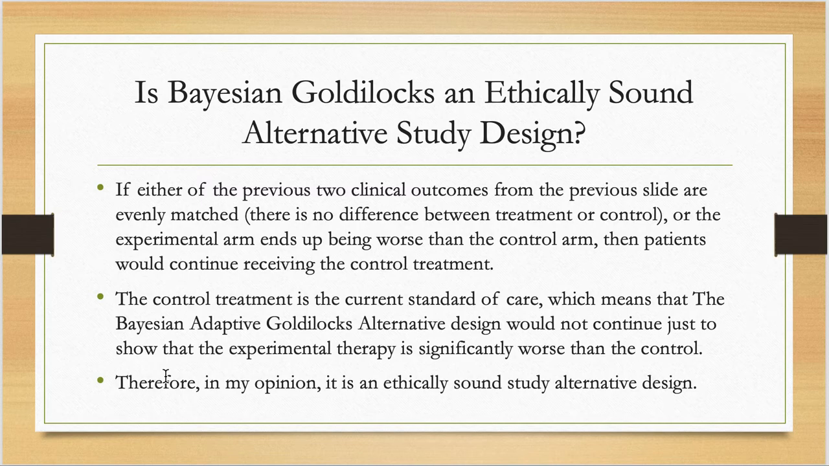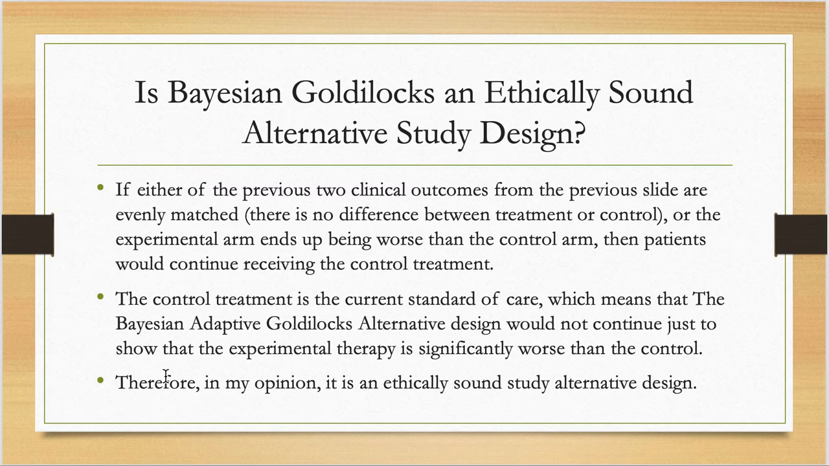Is Bayesian Goldilocks an ethically sound alternative study design? As with previous responsive adaptive randomization schemes, there's been some questions about ethics raised, and so I tried to look to see what I thought about the study design.